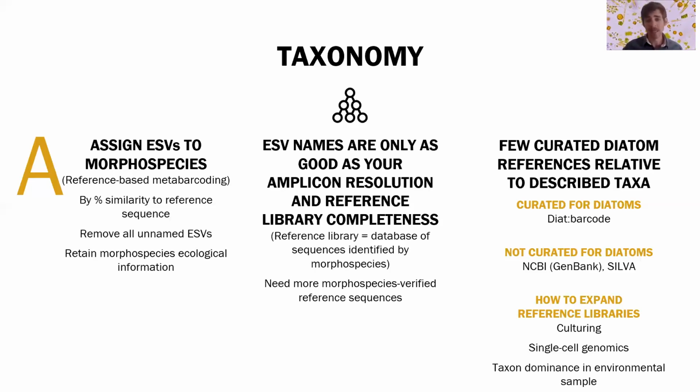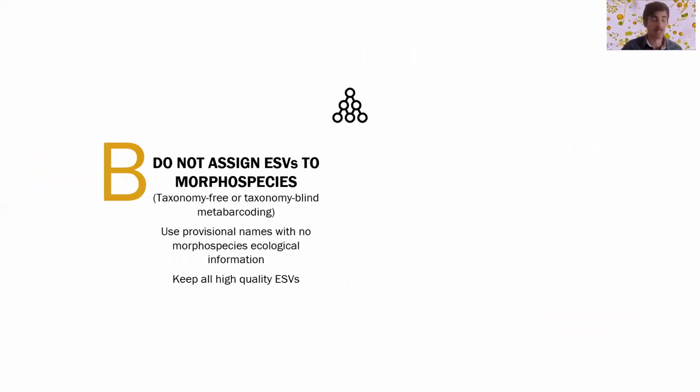The ways that we can expand these reference libraries, number one, is just putting funding behind it, so that we can expand via culturing, single cell genomics, and then even looking at taxon or environmental samples that are dominated by one taxon. Another way of dealing with taxonomy for DNA sequences is to not assign ESVs to morphospecies. And this is called taxonomy-free or taxonomy-blind metabarcoding.